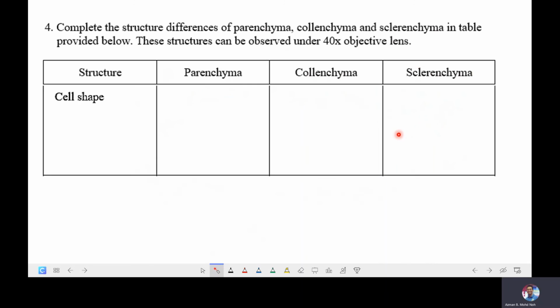Okay, the next part will be about the shape of the cell. For the parenchyma, it is isodiametric. Well, for the collenchyma, the cells will have this polygonal shape, and from the side, the cell will be elongated, seems to be elongated with tapered ends. Okay, memanjang dengan hujung yang runcing. Tapered ends means hujung yang runcing.